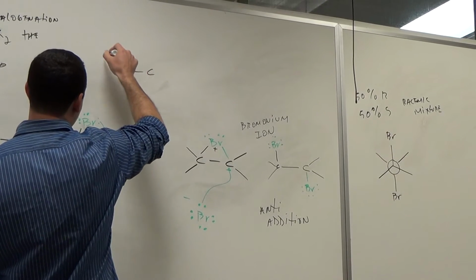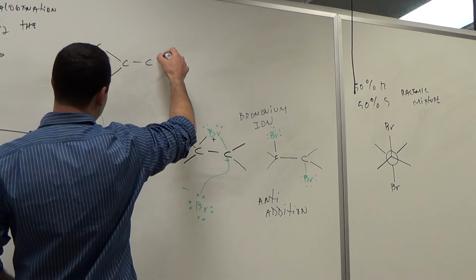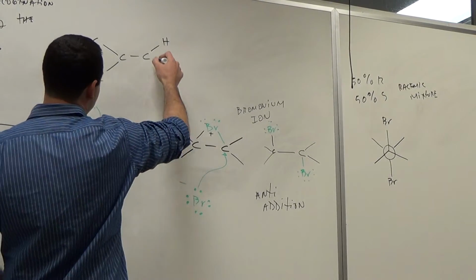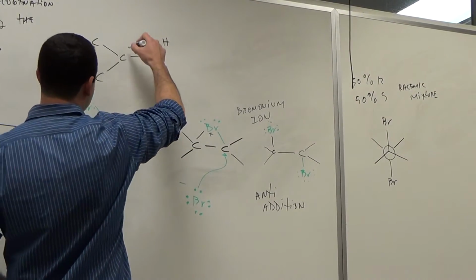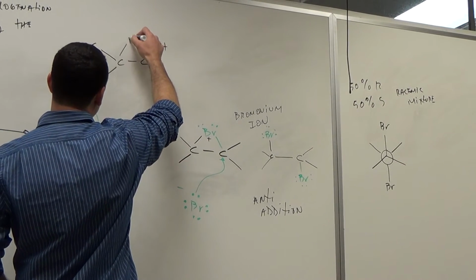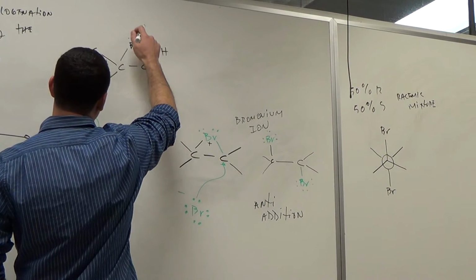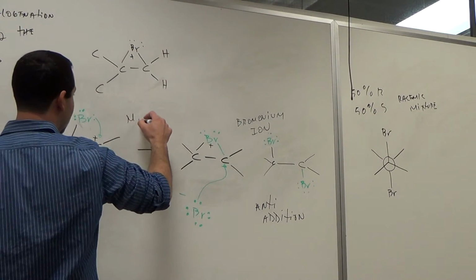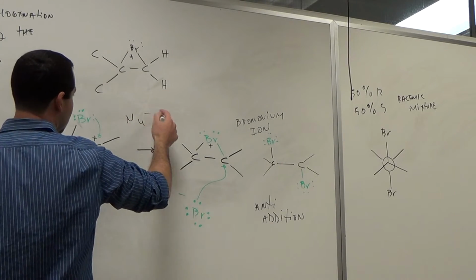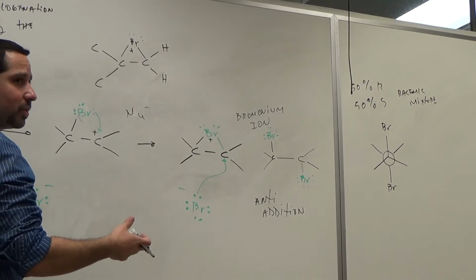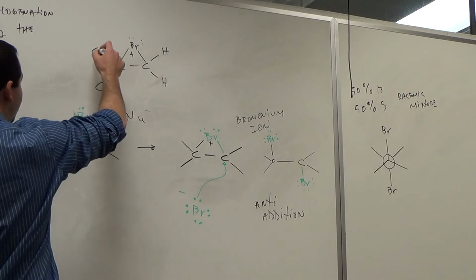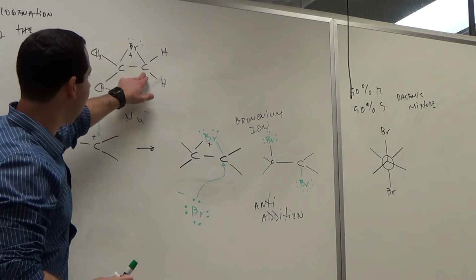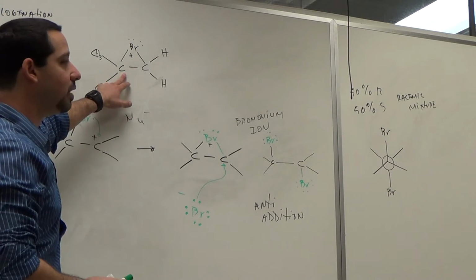Let's say here, I have a carbon and a carbon. And here I have a hydrogen and another hydrogen. And there is this bromonium here. The nucleophile that will attack, and let's say that the nucleophile is not bromine because you can't tell the difference between them, yes? Let's say that the nucleophile was something else. Which of these two carbons will have a larger partial positive on it?